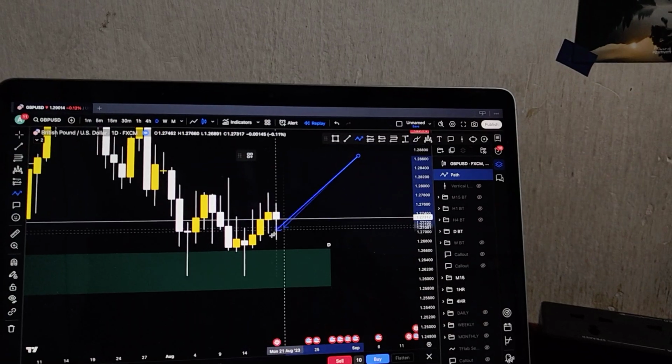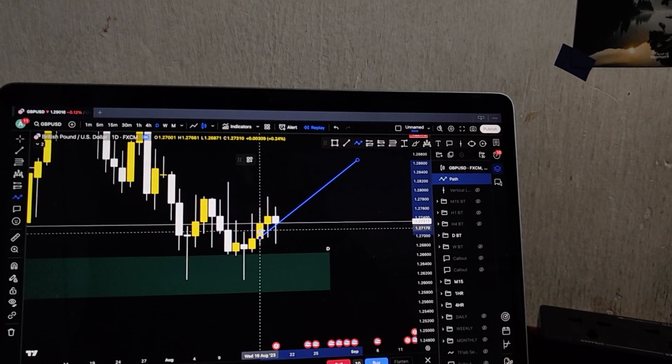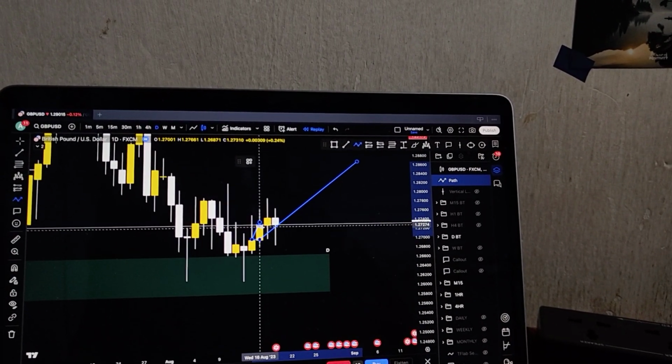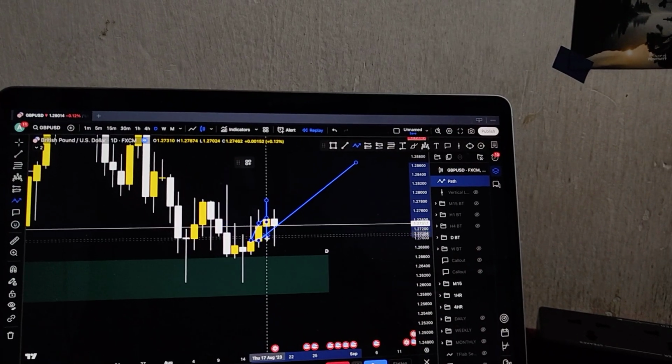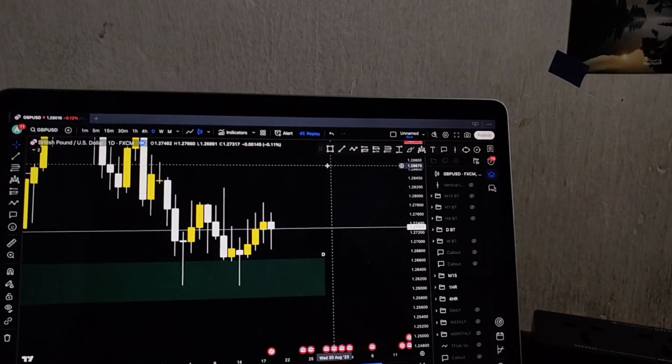Here we can see Wednesday was kind of... literally last week was not that good, this week was not that good. There were weeks up and down. It was a doji week.